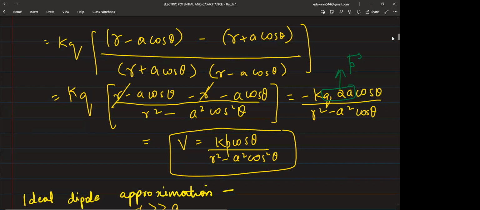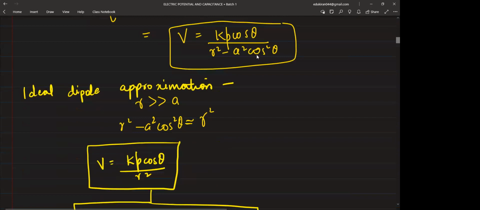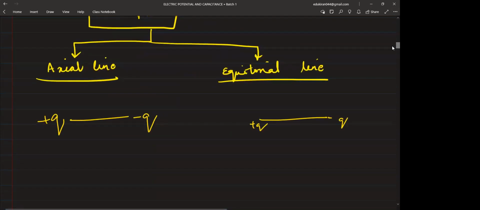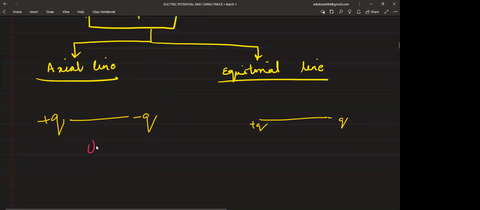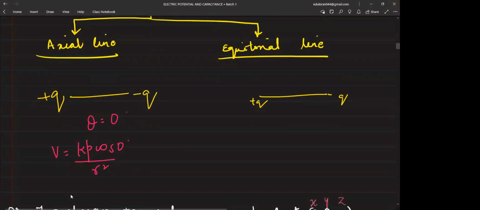Right? Now, if we are talking about axial and equatorial line, if you approximate where R is very much greater than A, then this entire term in the denominator can be replaced by R square. So this is the formula which we use, Kp cos theta by R square. Now, for the axial line, one thing is very simple and clear cut over here, that theta will be 0 degree. So V is equal to Kp cos 0 degree by R square, which is V is equal to Kp by R square. This is the formula for axial.